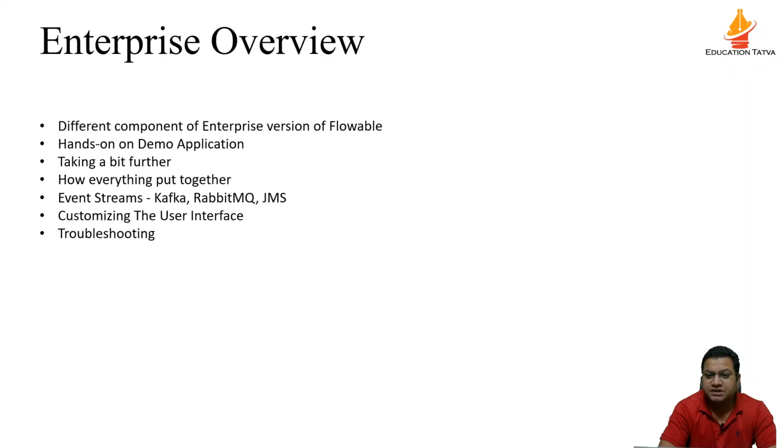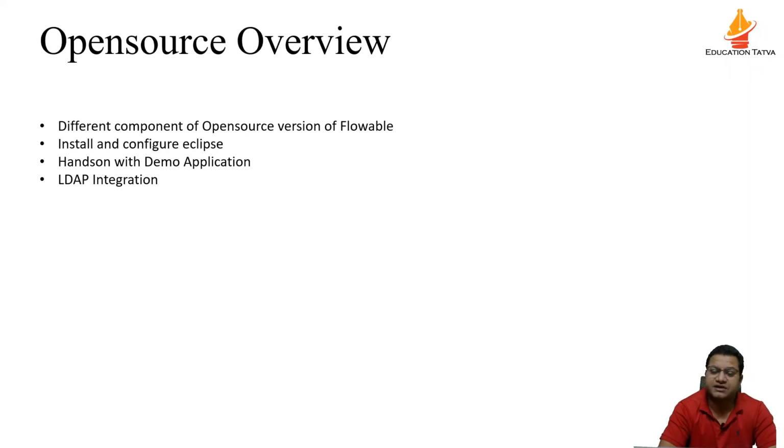So it will start from the installation, we will go through the enterprise, and then the open source overview, where we will talk about different components of the open source version of Flowable. As you know, any BPM comes with a lot of products or individual modules, and the same is the case with Flowable as well. We will be covering different components in the enterprise version as well as in the open source.